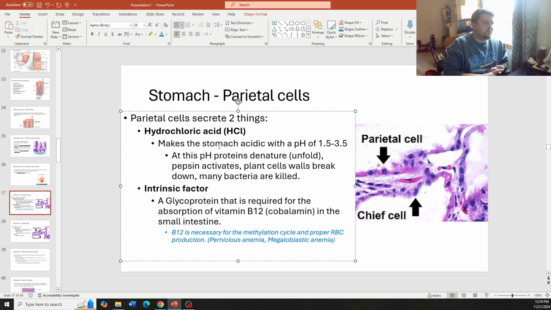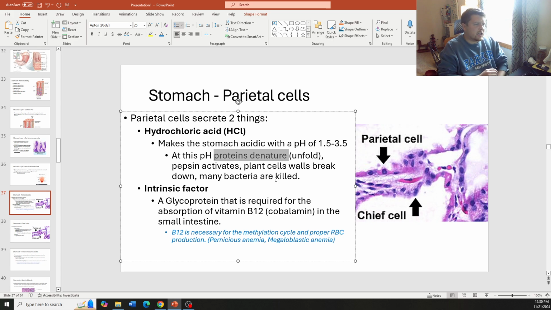The first thing, they secrete hydrochloric acid. They secrete our stomach acid. It makes the pH about 1.5 to 3.5. Around 2 is what you typically say for the stomach. It's around a pH of 2. And at this pH, a couple of things happen. This is the pH where proteins will denature.